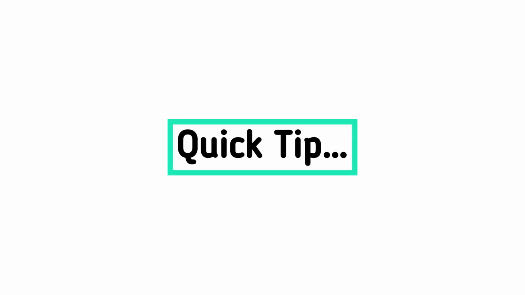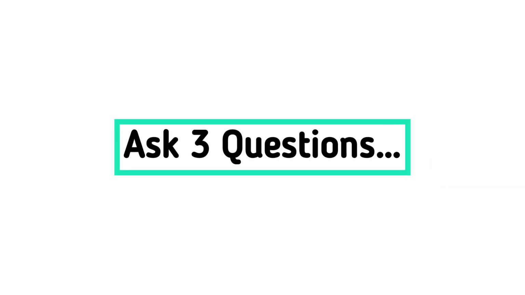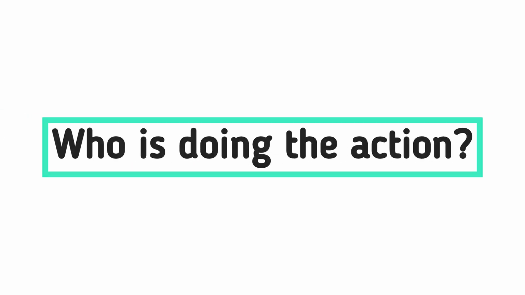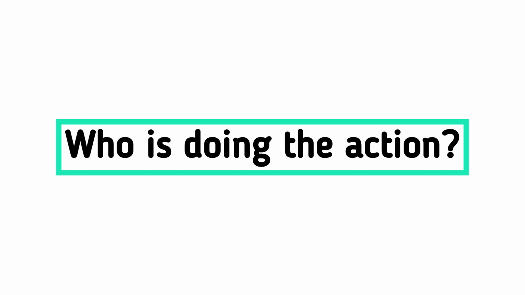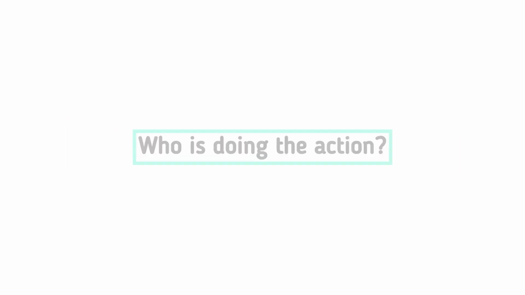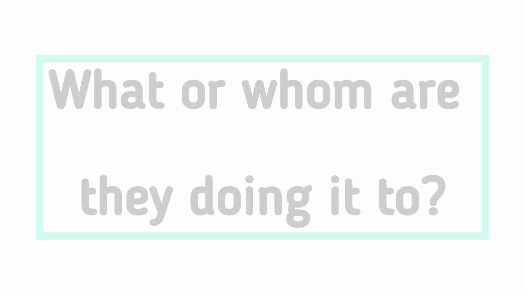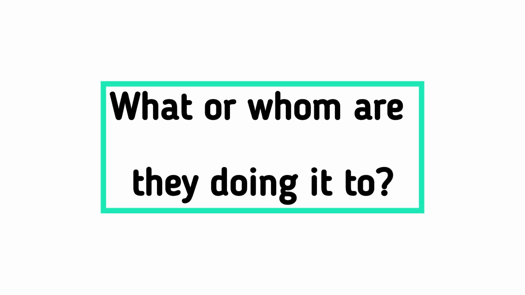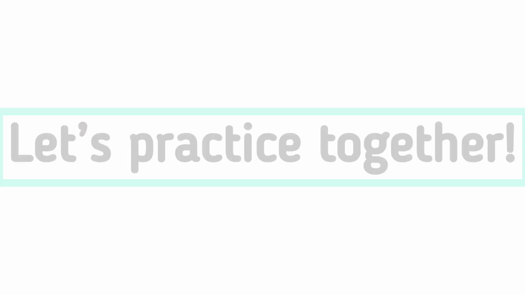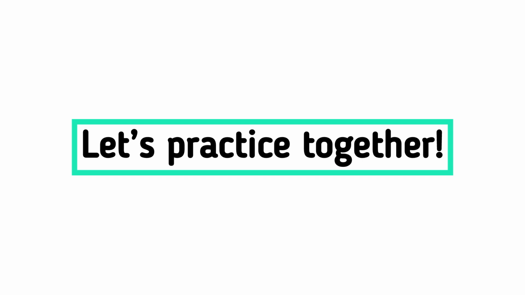Here's a tip to make a sentence quickly if you're unsure. Ask yourself 3 questions. Who is doing the action? That's your subject. What are they doing? That's your verb. What or whom are they doing it to? That's your object. Let's practice together.